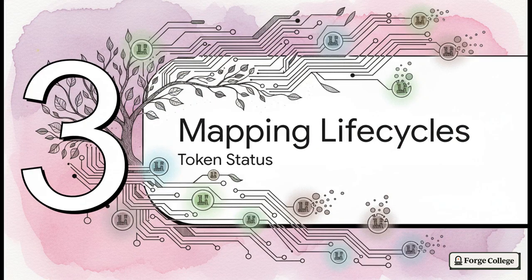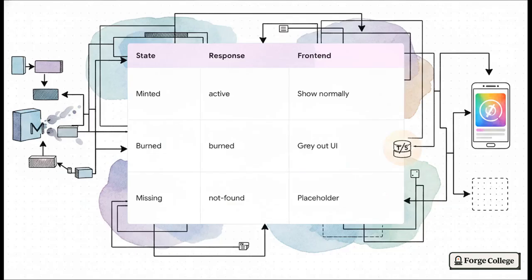Moving right along to section 3, mapping token life cycles and token status. So now that we can actually find the data, how do we handle its life or death status? We use this super simple lifecycle matrix, and honestly, I love how clean this logic is. Check this out. If the on-chain state says it's minted, the metadata returns an active status, and boom, we show it normally. But if it's burned, instead of making expensive on-chain checks every single time a user opens their wallet, we just use an off-chain flag, a simple burned Boolean, that tells our front end to return a burn status, gray out the UI, and lock down transfers. It completely solves the zombie problem.